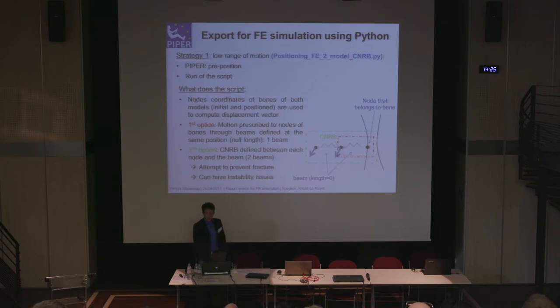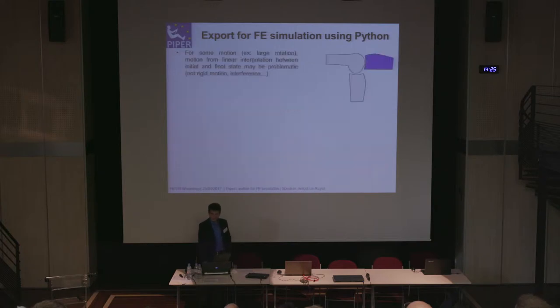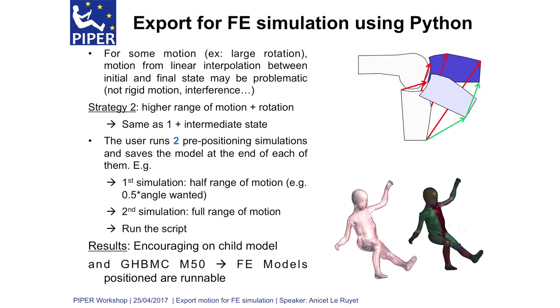This first strategy works very well for a small range of motion, or for translation. But if your motion is a large rotation or large motion, you can have some problems because the motion is directly interpolated from the initial position to the final one. So for example, for this rotation, you can have fractures because the bones have to be very compressed before getting to that position. So the point of this second strategy is to use an alternative position.